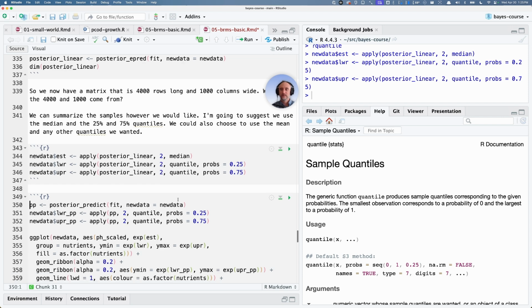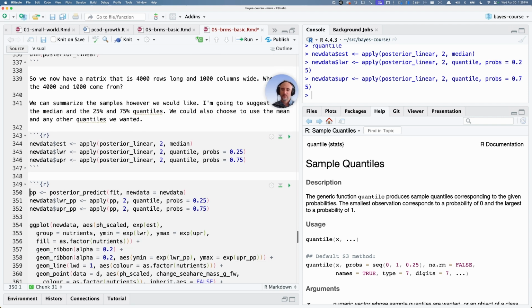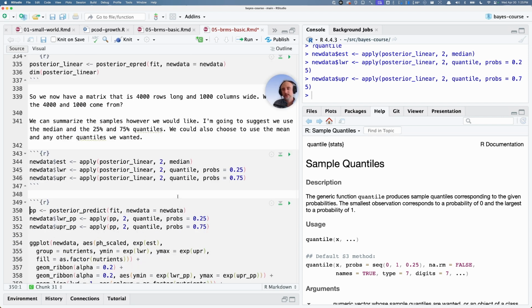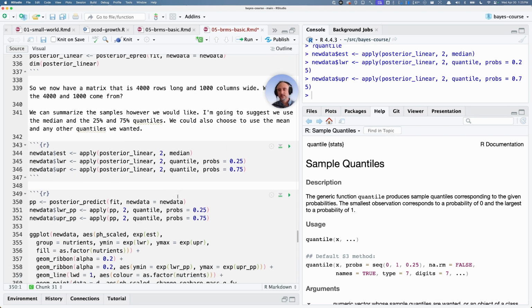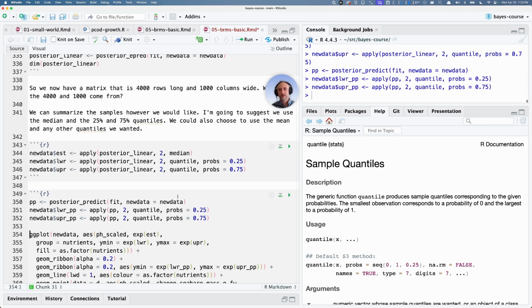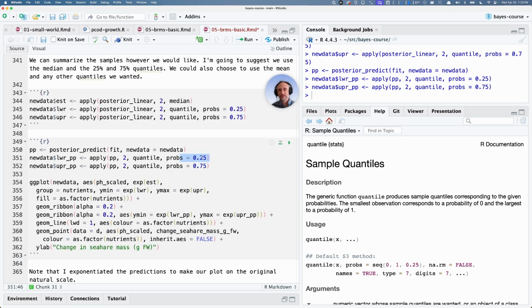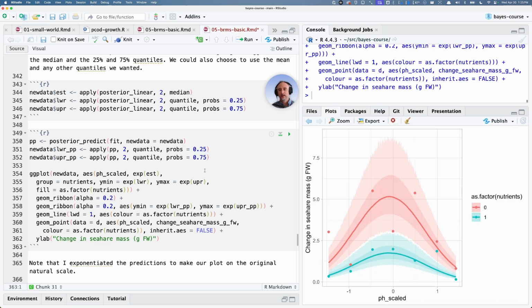Then I'm going to do the same thing, but on posterior predictions, which, you remember, Bayesians like to think about predicting new observations. So posterior predict creates new observation predictions. So it adds on the observation error. I'm also going to calculate the 50% credible interval based on quantiles, and then I'm going to plot it.